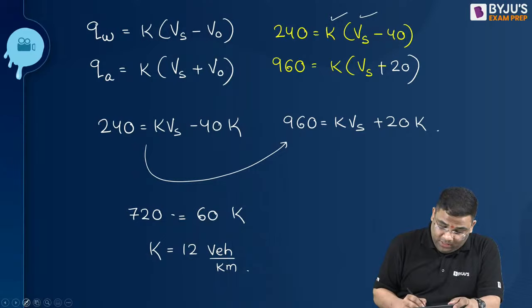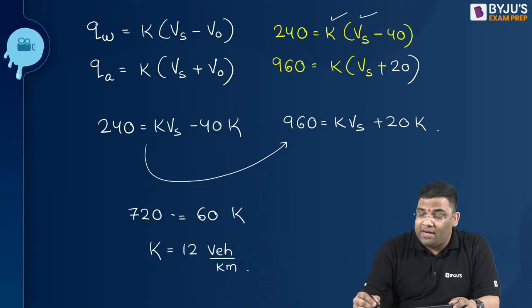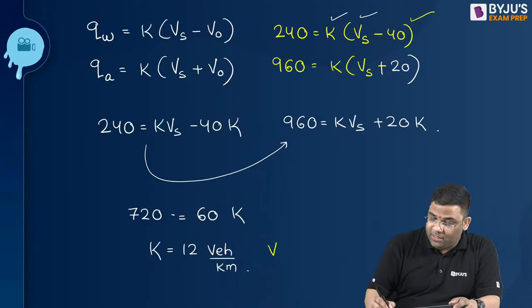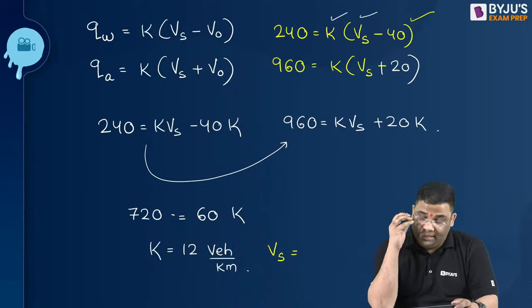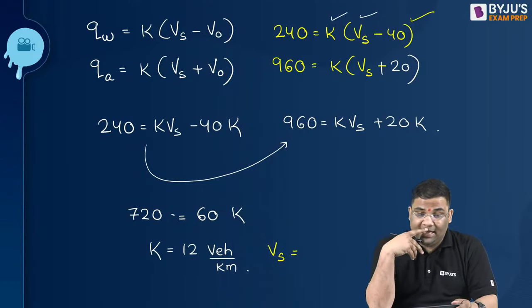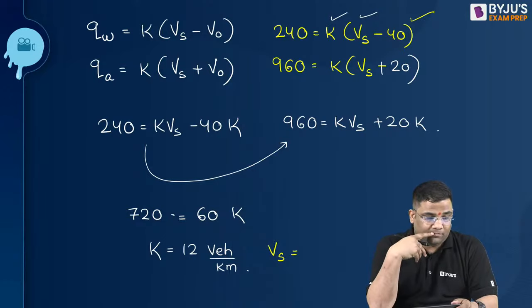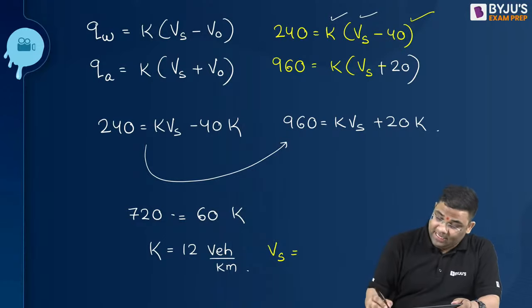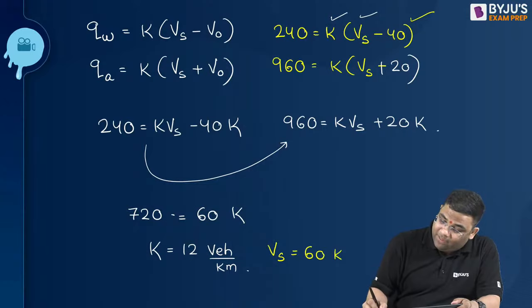If K is 12 vehicles per kilometer, I can find out VS. You can use any equation. How much VS are you getting? We'll be getting 60, right? Yes. We're getting 60 kilometers per hour.